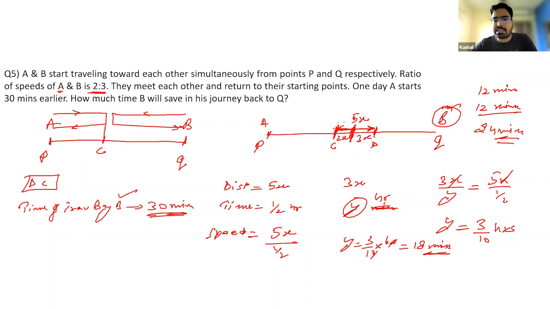because ideally this time of travel for him was 12 minutes one way. So another way it would have been 12 minutes. So 12 and 12, 24 minutes of time have been saved by B to come back to the point Q.